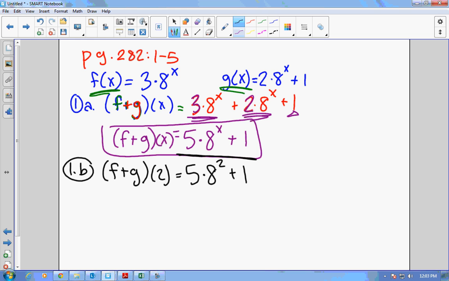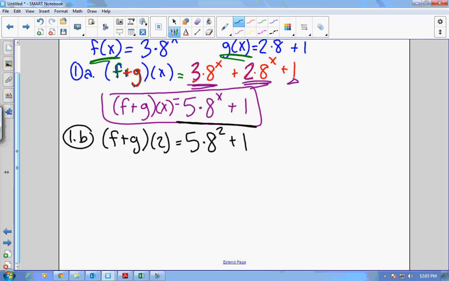Now when you're evaluating, everything turns into a number on the right-hand side, so that means we can actually simplify it and get the value of it. Evaluating, we want to find the value. Okay, have you all heard of Please Excuse My Dear Aunt Sally? PEMDAS, for order of operations. When you're simplifying, you have to go down the line. Are there any parentheses on the right-hand side here? No. Are there any exponents? There are. We need to do the exponents first.